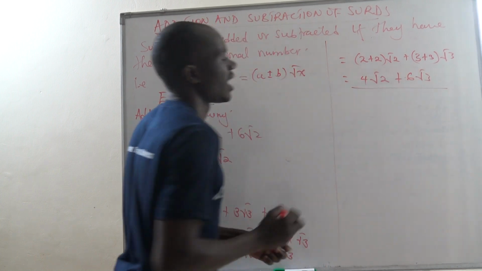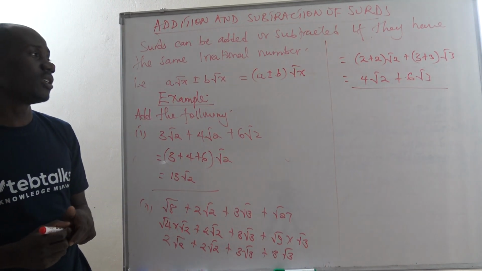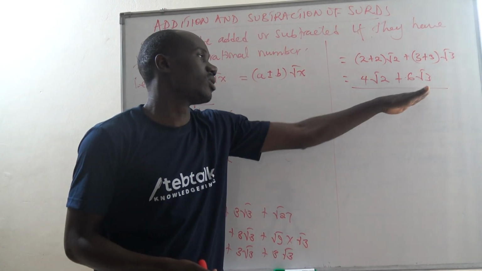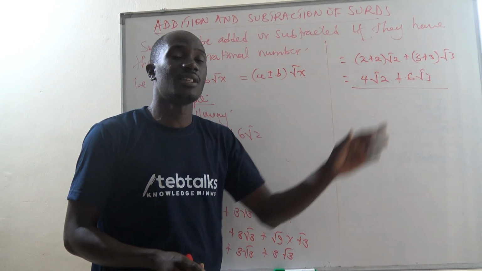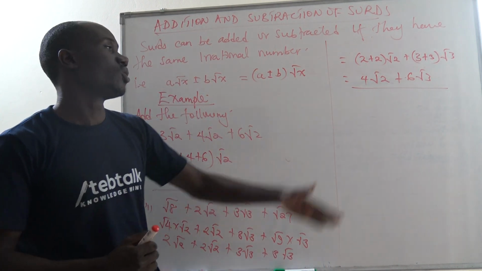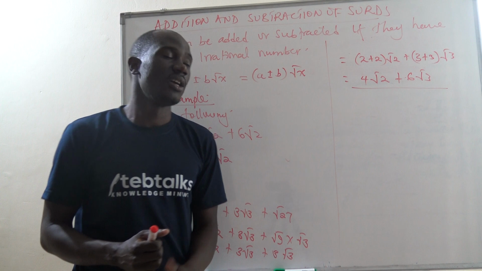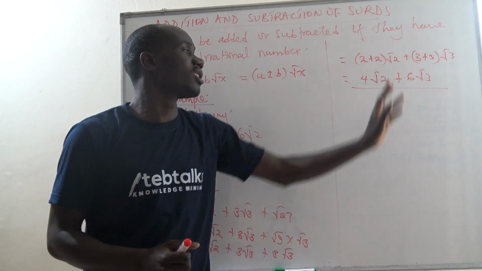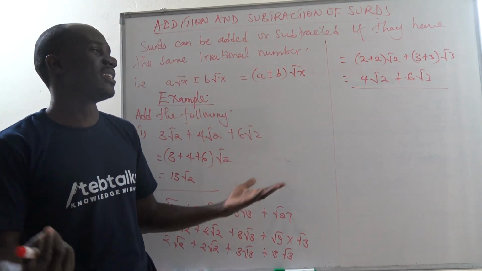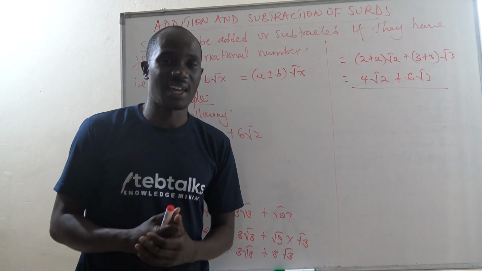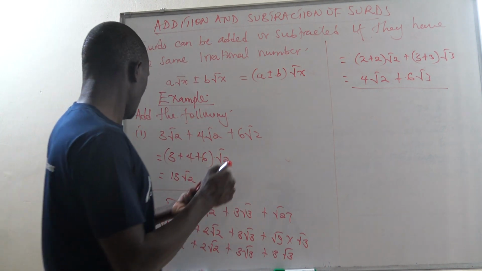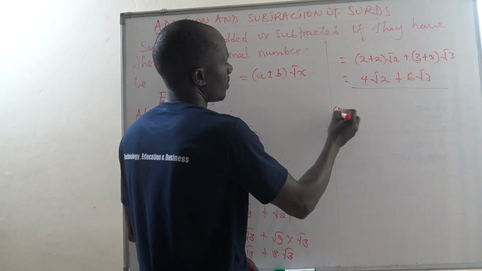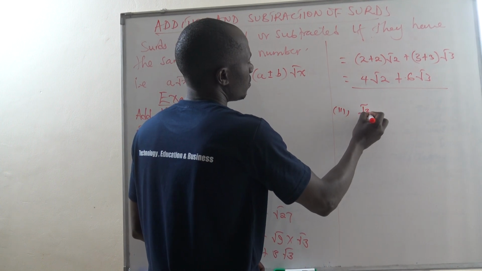You have finished adding them. Then you cannot proceed by adding. Why are we not adding these ones? Because they have different irrational numbers. So you can stop from there. Don't go and say 4 plus 6, then you say 10 root what? Because the roots are different.